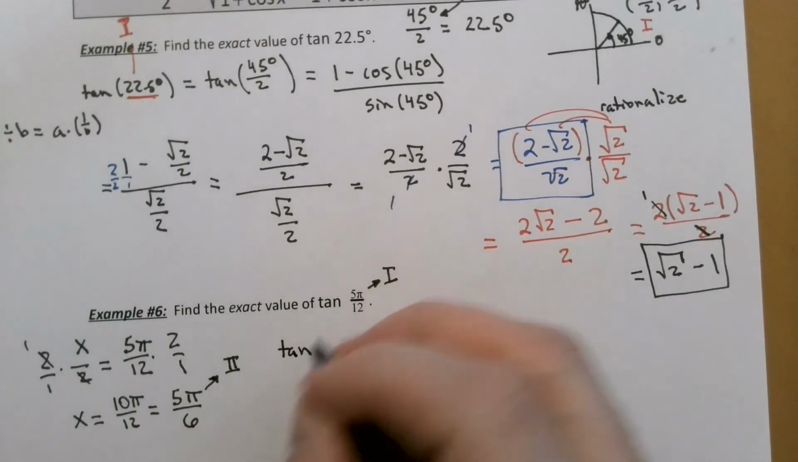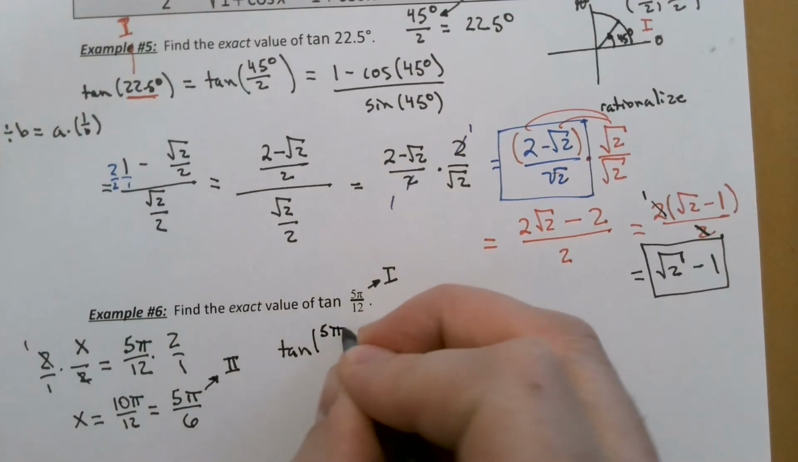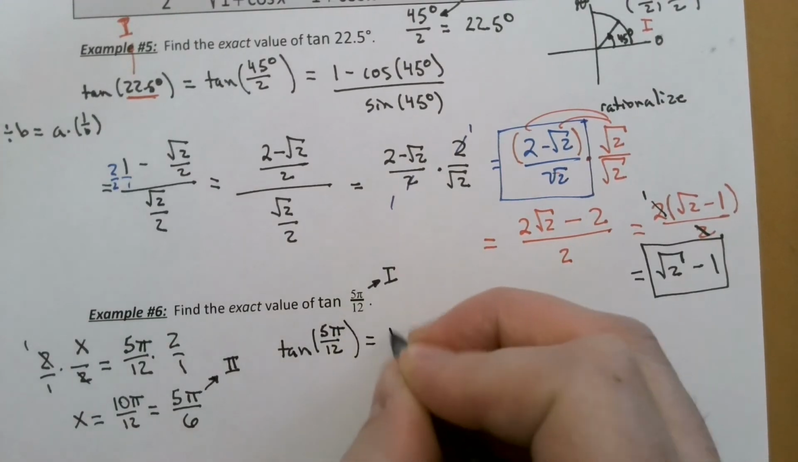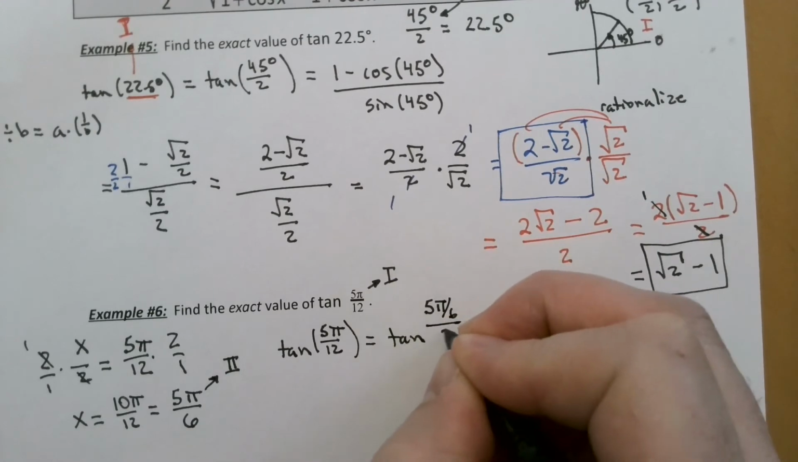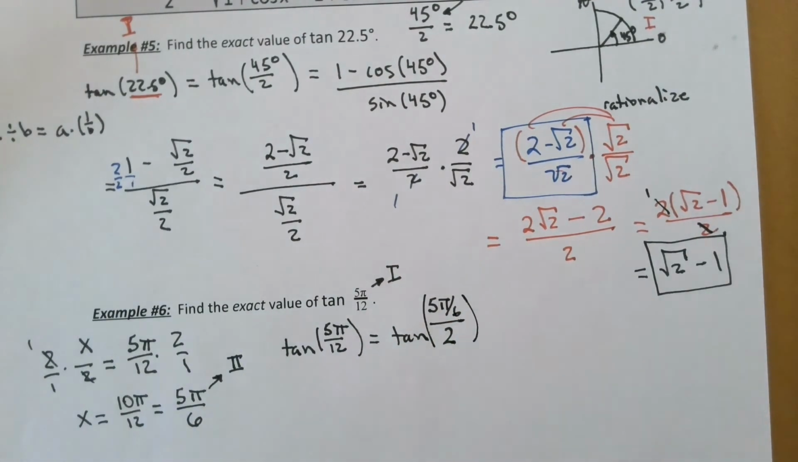All right, note what we've done here. We've taken tangent of 5 pi twelfths and said that's the same thing as tangent of 5 pi sixths divided by 2. They're the same expression.